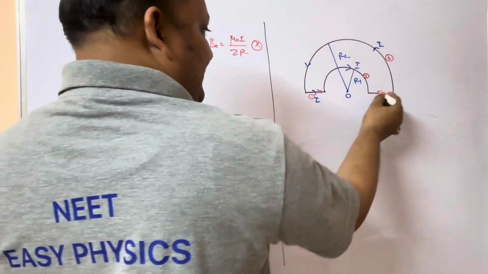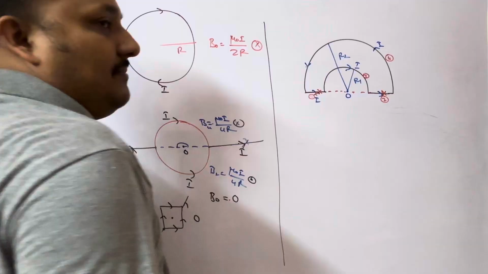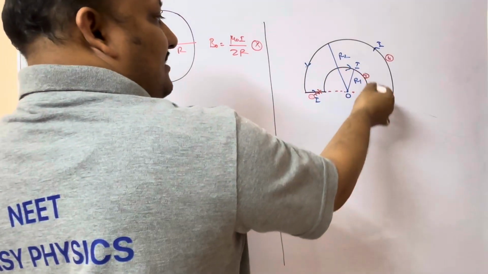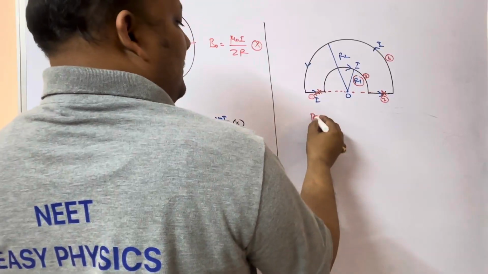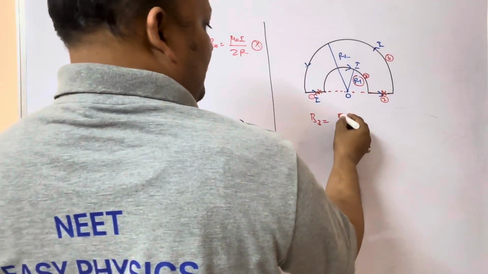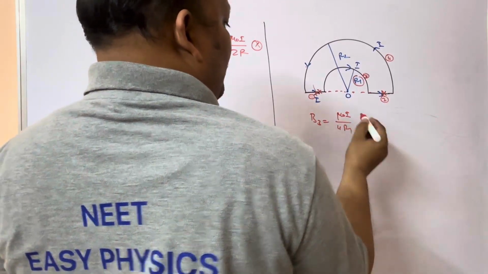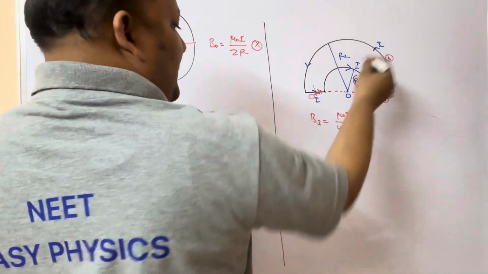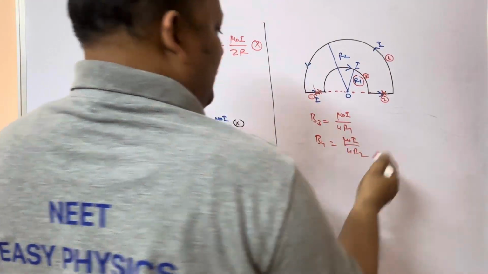So these two are straight wires. Therefore, because of these two, there is no magnetic field. Now this is a semicircular arc. So because of R1, B3, the third one we are taking, B3 is equal to mu naught I by 4 R1, since this is a semicircular arc. B4 is equal to mu naught I by 4 R2.